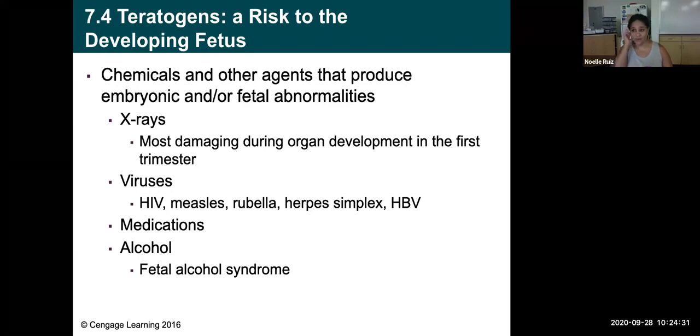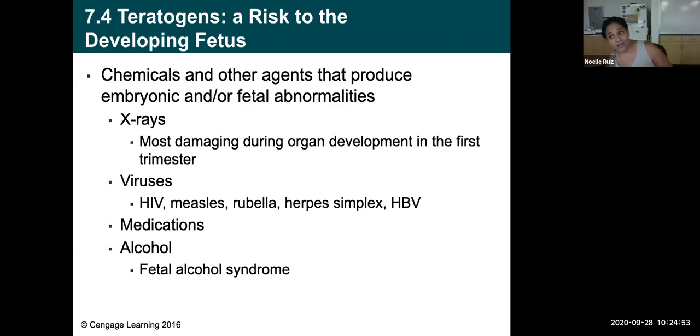Viruses can cause birth defects. Certain medications can cause birth defects. I know there's a certain acne medication. If doctors prescribe the acne medication for girls, they also have to prescribe birth control if you're a certain age because it causes really bad birth defects. So girls can't be on the acne medication if they're not on birth control.